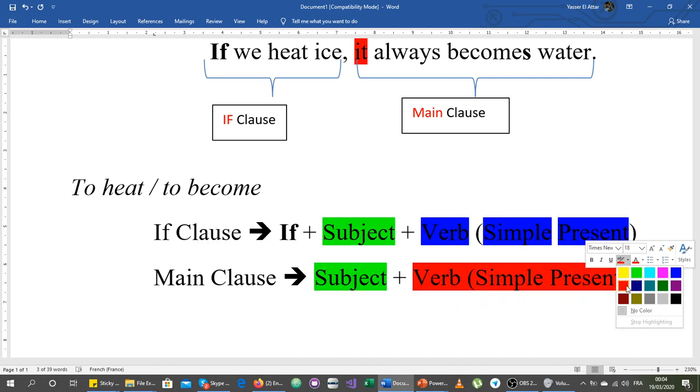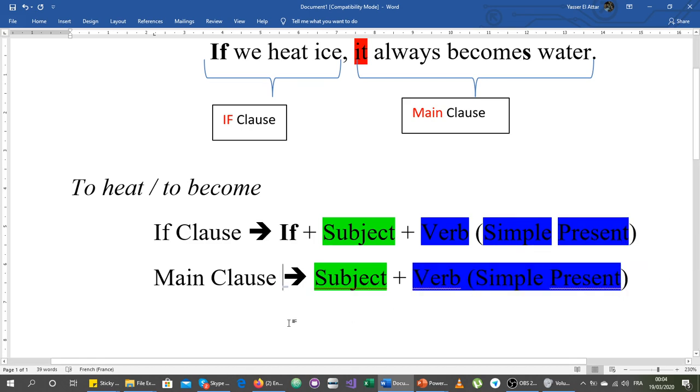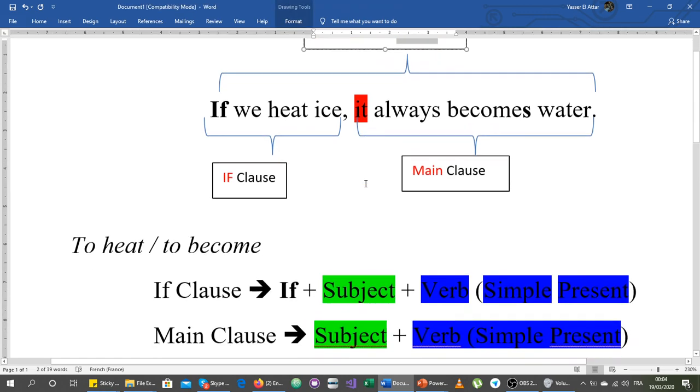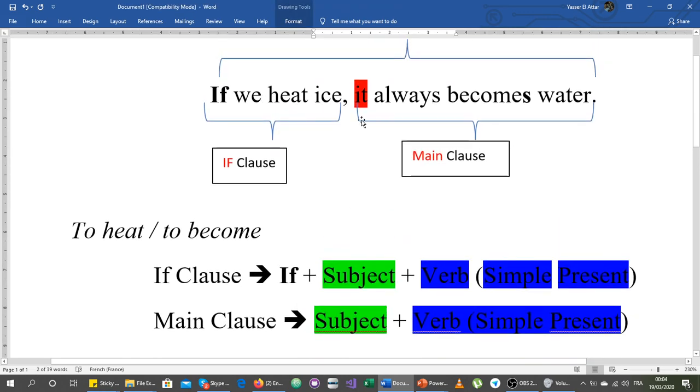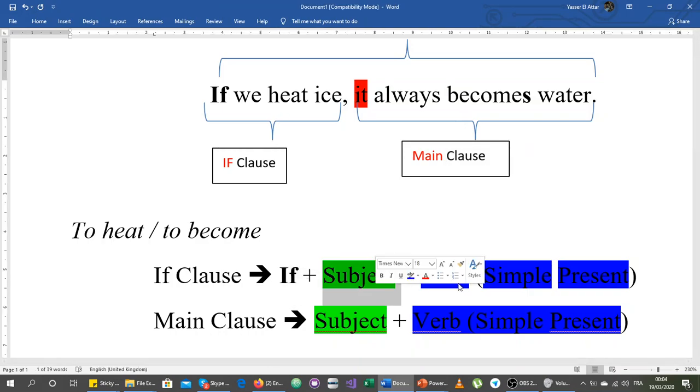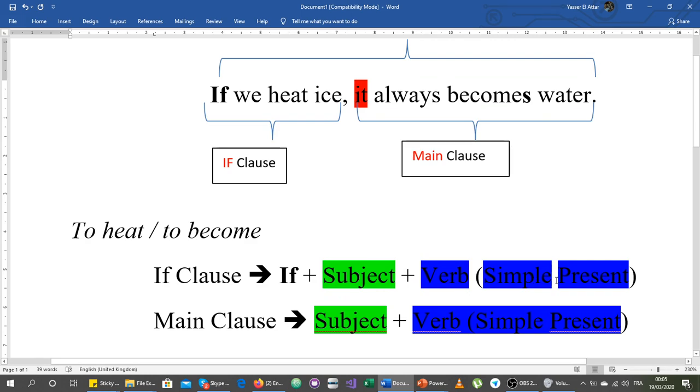Let's just take this color again. Okay, so this is how we make the conditional type 0. How do we make the conditional type 0? We have one sentence that contains two clauses, the if clause and the main clause. The if clause starts with "if," then the subject, and after that comes the verb in the simple present. The main clause: the subject, then the verb in the simple present.